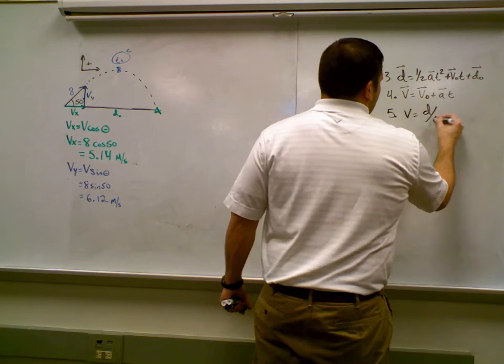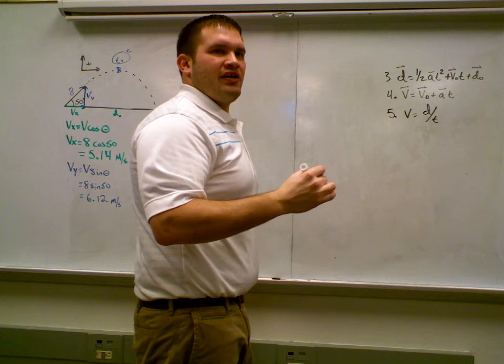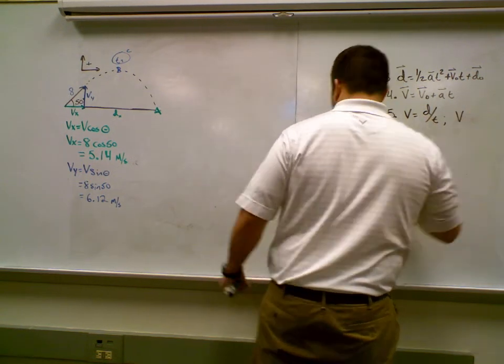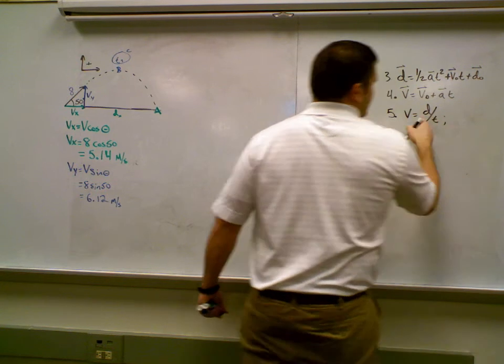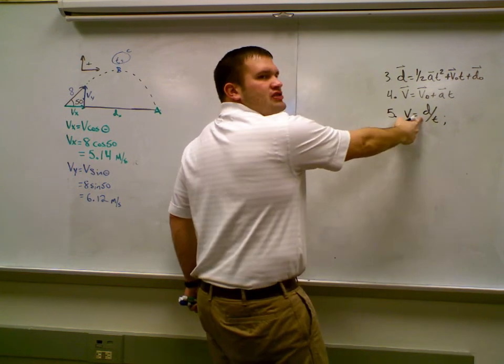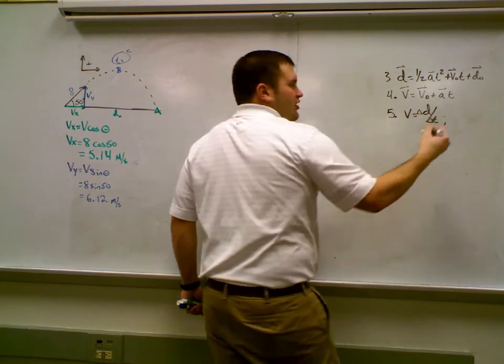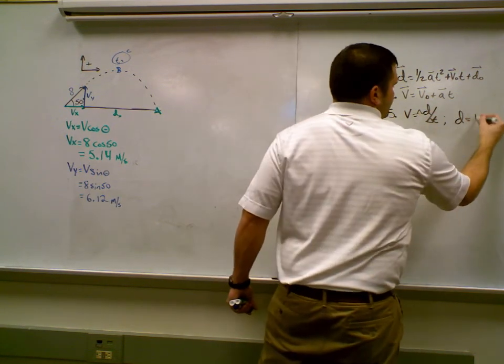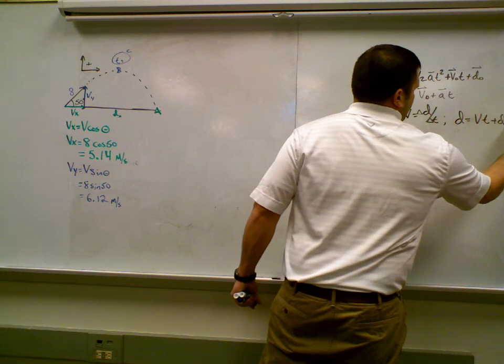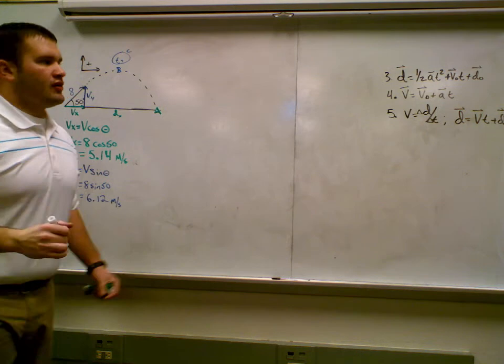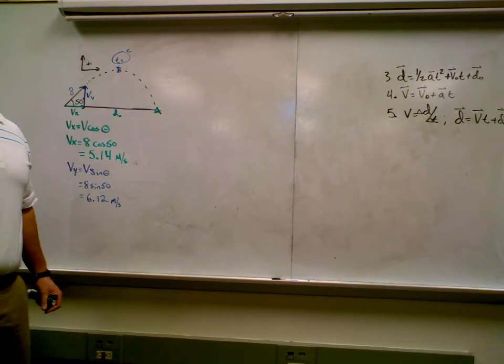Velocity equals distance over time, right? Isn't that the same as doing this? Oh, not that. Because this isn't distance, this is change in distance, right? So I call it delta d over delta t. Or I could rewrite it like this.